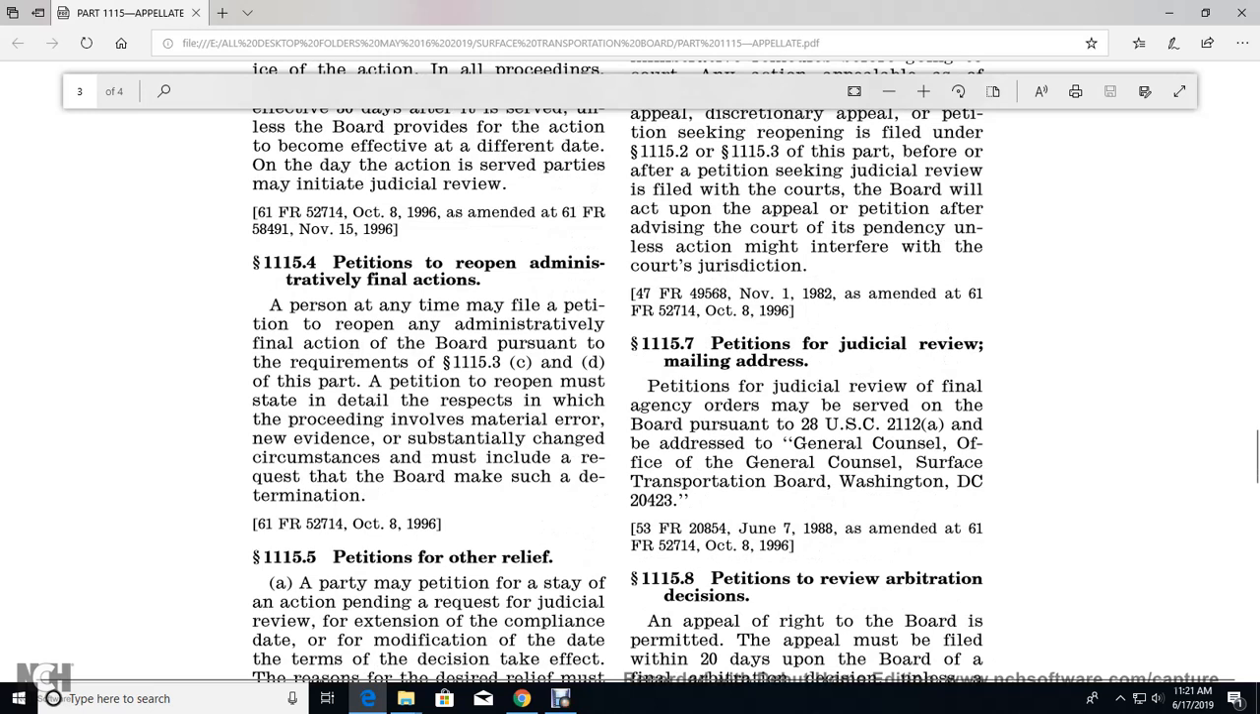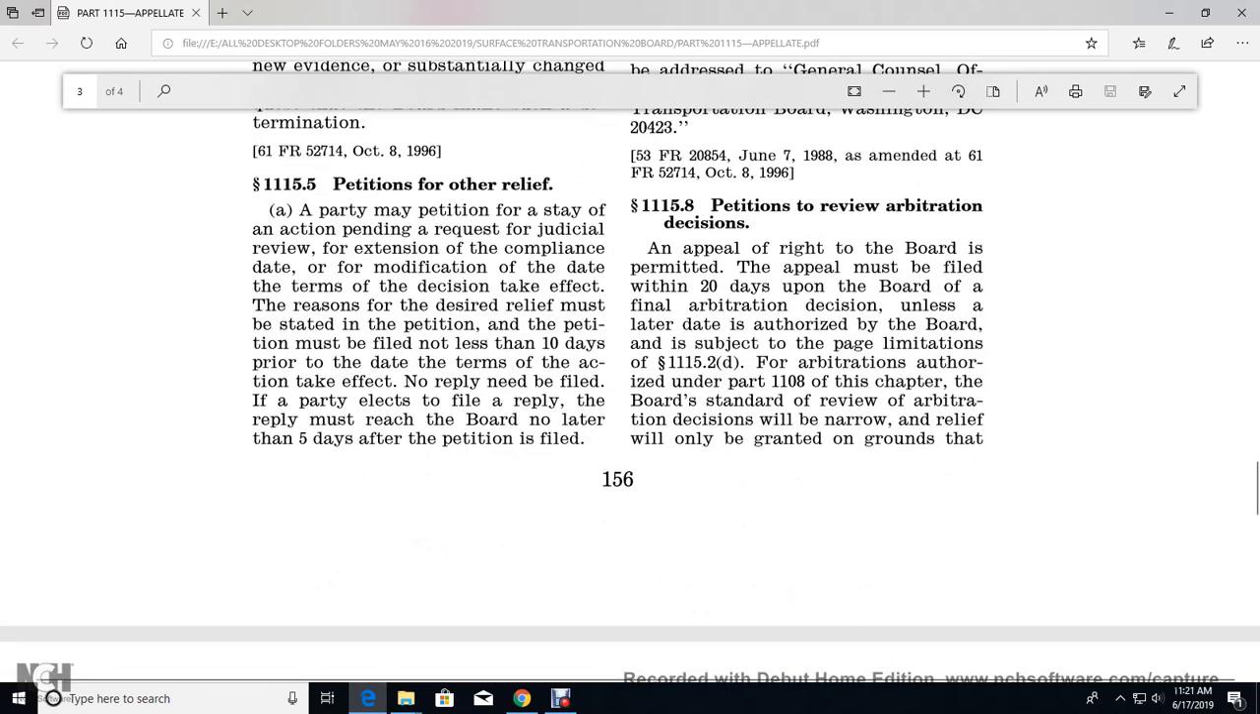11.15.7, Petition for judicial review. Petitions for judicial review of final agency orders may be served on the board pursuant to Title 28, United States Code, 2112(a), at the Office of the General Counsel, Surface Transportation Board, Washington, D.C. 20423.